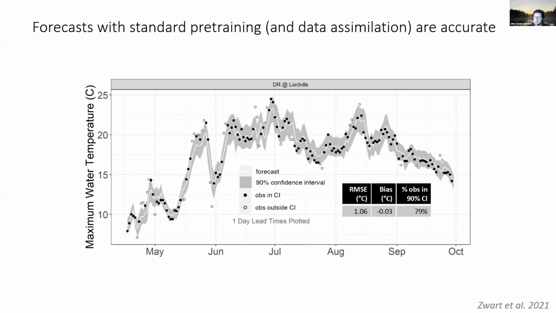We have a fairly low root mean squared error, just over 1 degree C, and quite a low bias, so near zero bias for this model. This site in particular, the Lordville site, is the one where the managers need to make a decision about releasing water. This site has a thermal threshold that they need to stay below, so it is particularly important to produce accurate and consistent forecasts here.